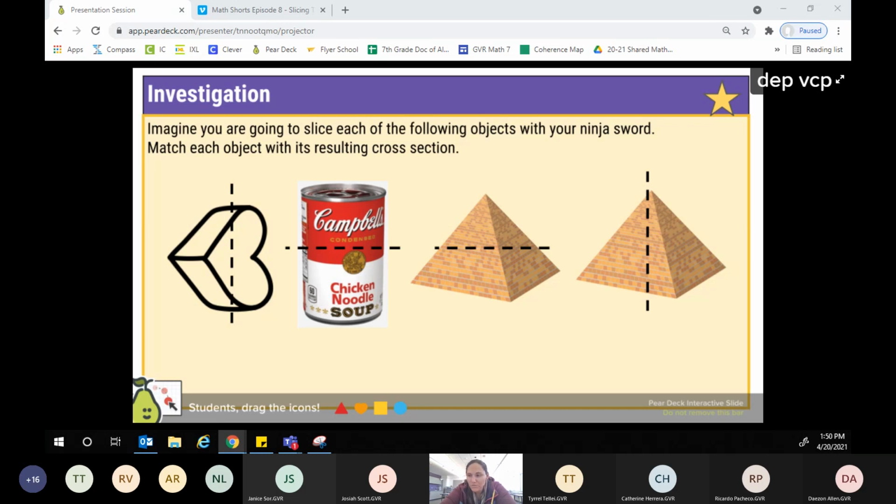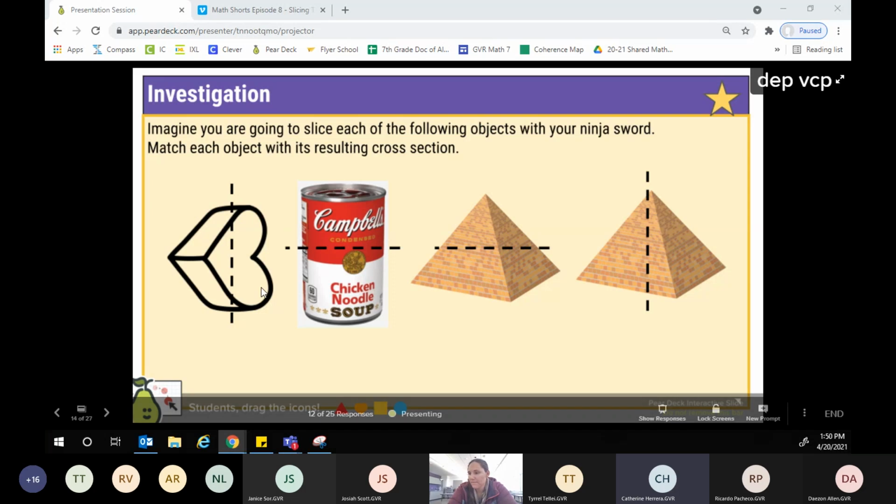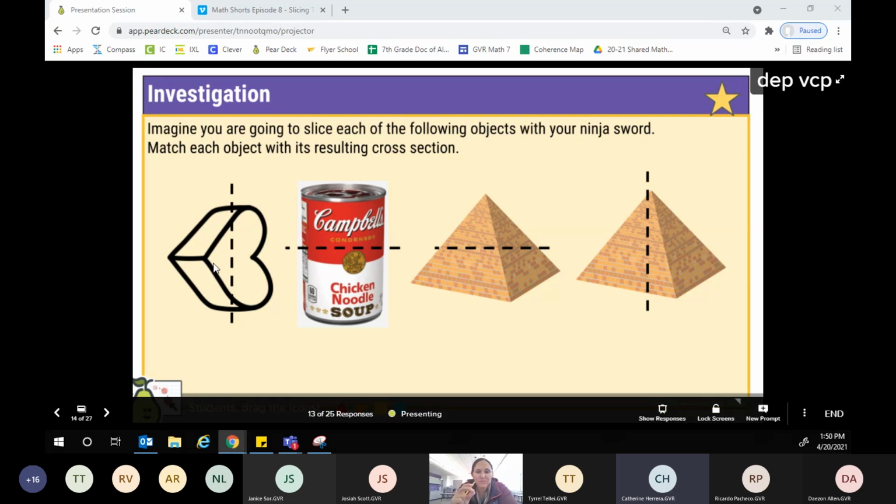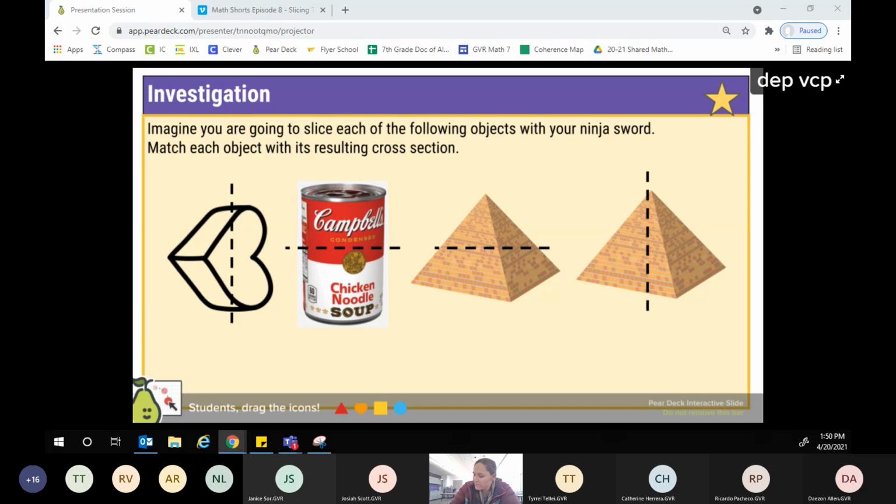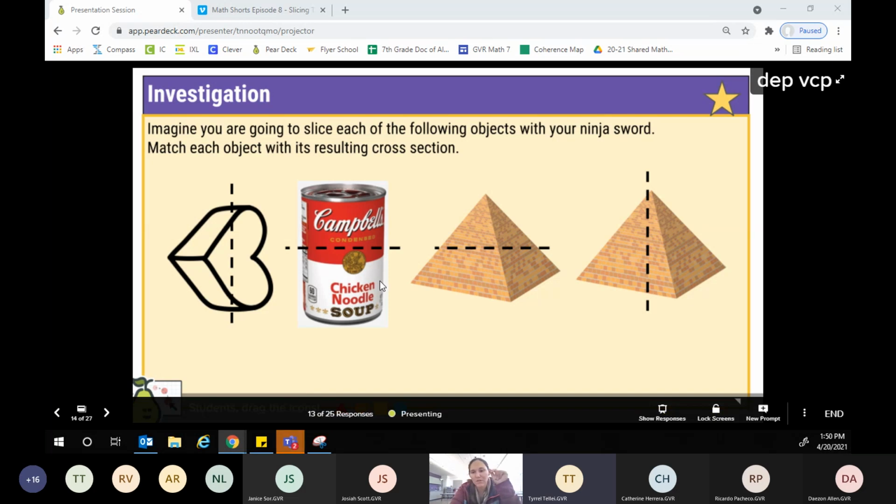So good. The first two are looking really, really good. Let me hear from, let's get a new voice. Catherine, what did you say for this first shape? For the first shape, I put a heart. Nice. First one should be a heart. Lovely. What did you say for the second one, Tyrell? I said a circle. Good. This one will be the circle.